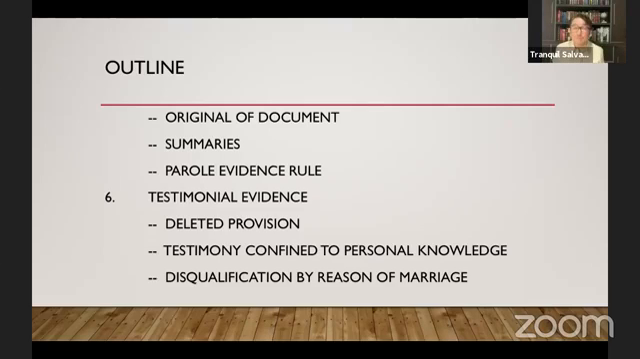And the reason for this, why do you have this disqualification? It is to promote the harmony of the marriage. That is the reason. And if you would recall the case of Alvarez versus Ramirez, a 2005 case, the man refused to let his wife testify. The wife wanted to testify against the husband in a criminal case, because her sister died in a fire.